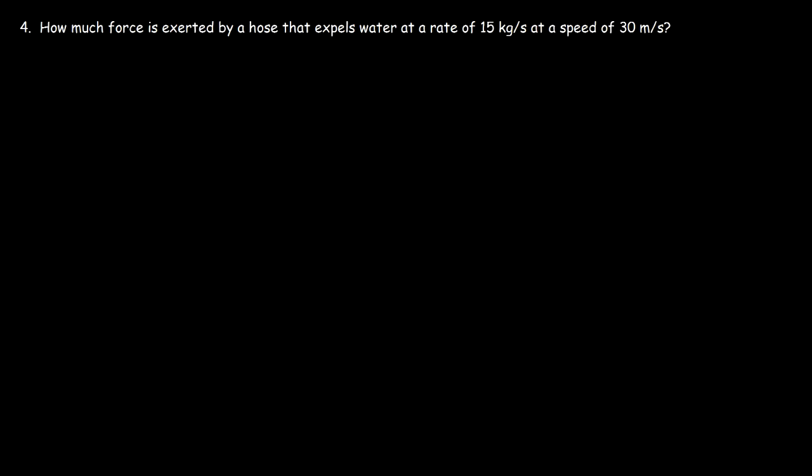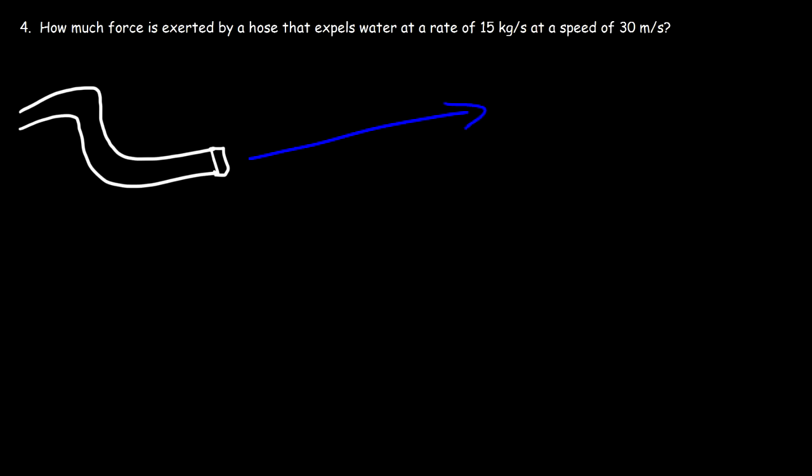How much force is exerted by a hose that expels water at a rate of 15 kilograms per second at a speed of 30 meters per second? So let's say this is the water hose, and water shoots out at a speed of 30 meters per second. How can we calculate the force exerted by this outflow of water? And also, what does this number represent?